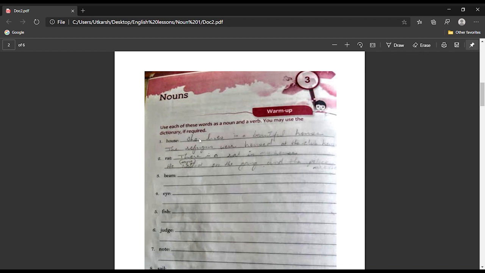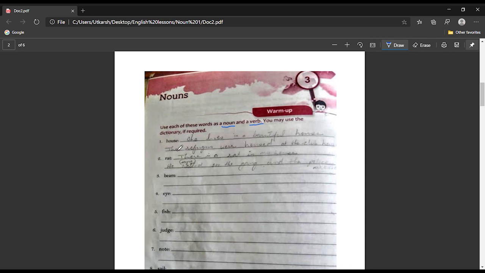This is the first warm-up exercise. Use each of these words as a noun and a verb. You may use the dictionary if required. I'm sure here you don't need a dictionary because the words here are quite simple, and you have to use these words like house, rat, beam, eye, fish, etc. Use these words, make a sentence using these words as a noun and as a verb.